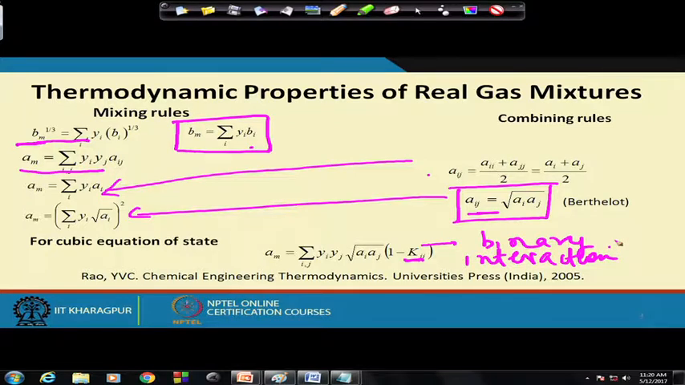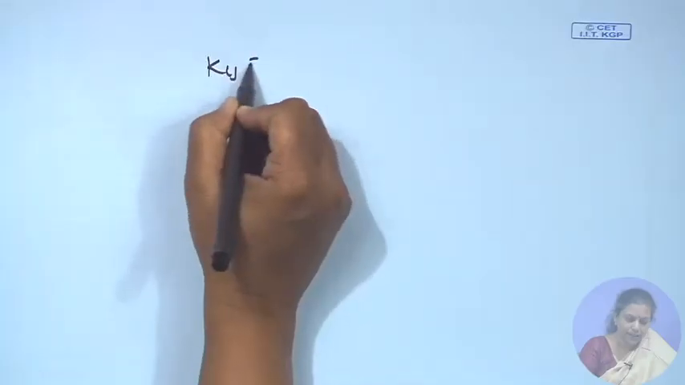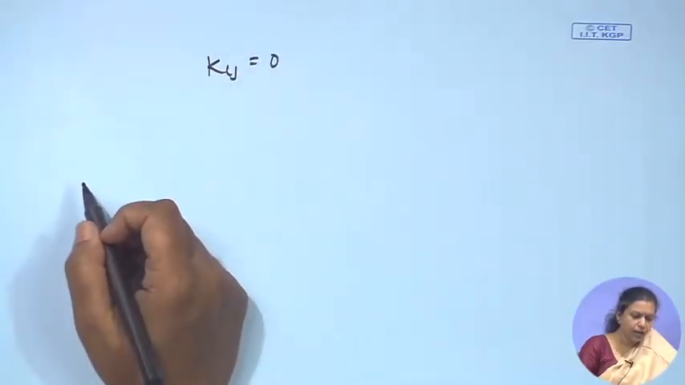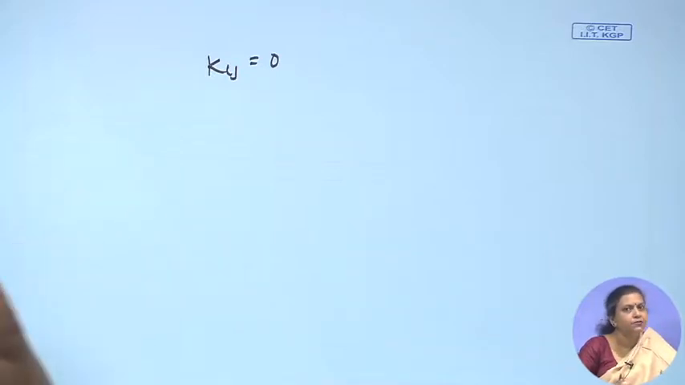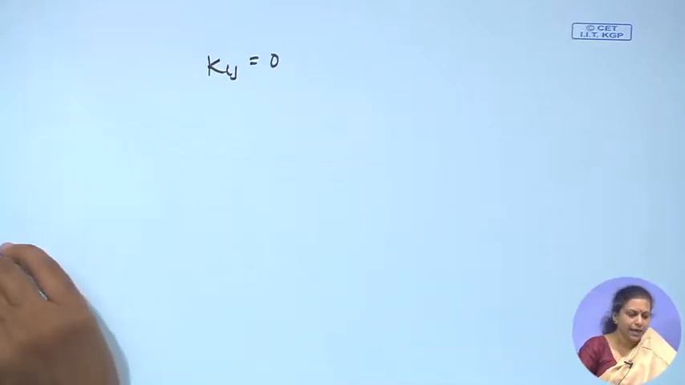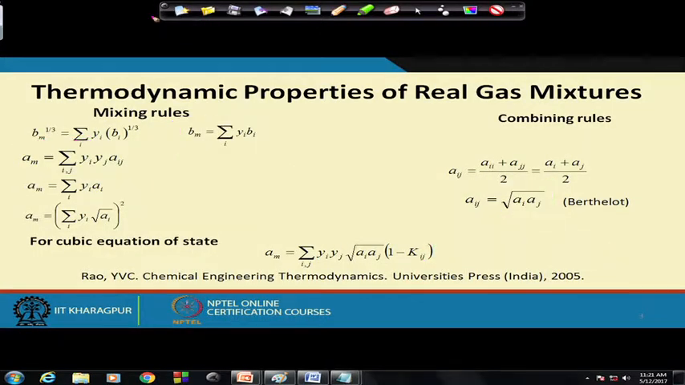It is simply adopted for a better prediction between experiments and theory, and for most of the purposes we take Kij equal to 0. It is just adopted whenever there is a good amount of mismatch between experiment and theory. So, therefore, when we are dealing with cubic equation of state, we can adopt the mixing rules which have been written down here.